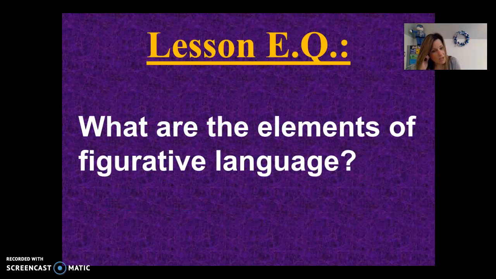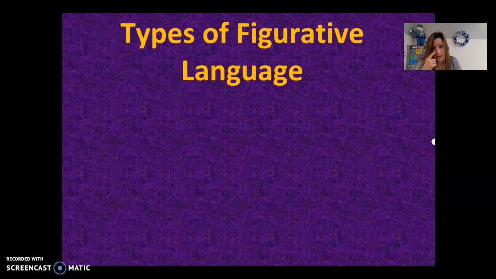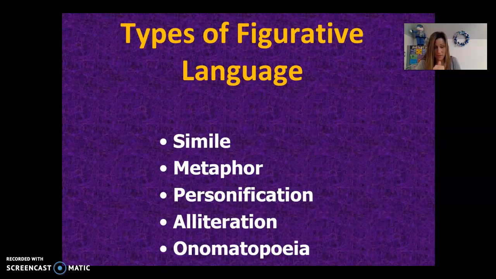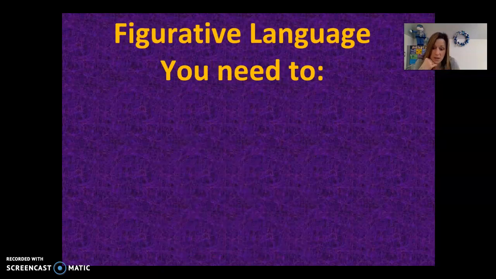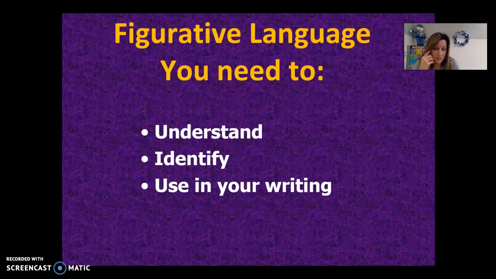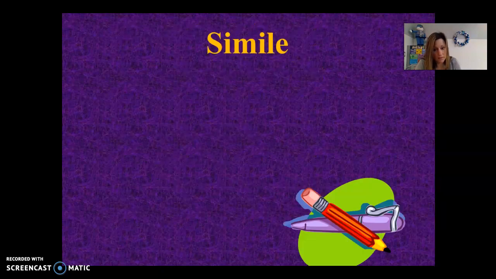So our lesson essential question for today is, what are the elements of figurative language? And that's really what we're going to be focusing on throughout this lesson today. So there's many types of figurative language, and many of these you've studied before in elementary school. We're going to look at similes, metaphors, personification, alliteration, and onomatopoeia. So figurative language, you need to understand it, identify it, and use it in your writing, okay? So it doesn't just help you as a reader, it also helps you as a writer, okay?